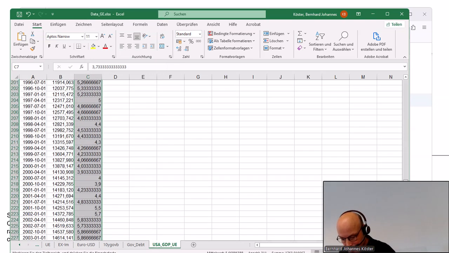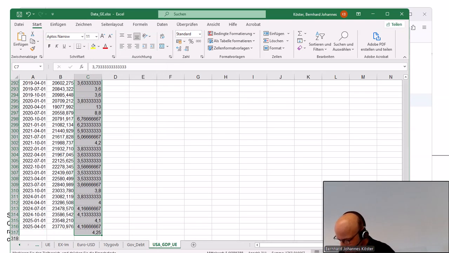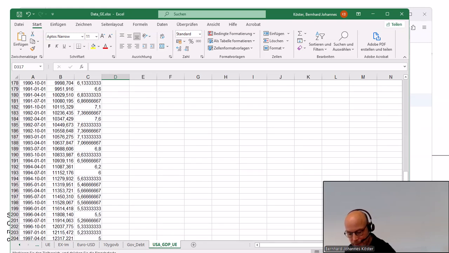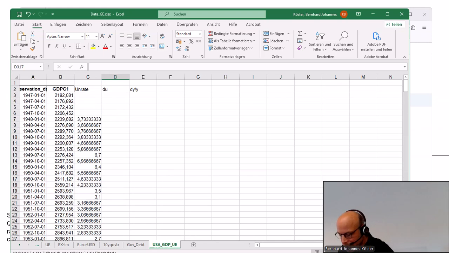Let's look if it ends. So for the last quarter where we already have the unemployment data, we have no data point for the economic growth rate. This we also have to keep in mind creating our diagram.